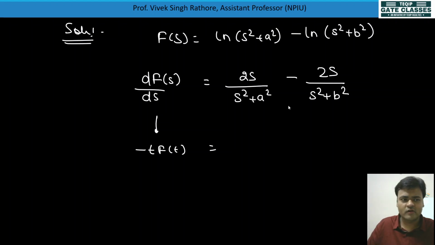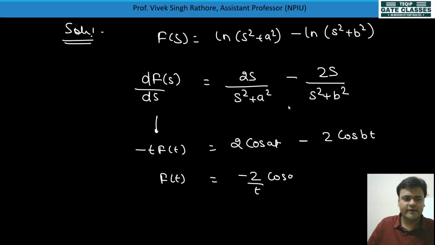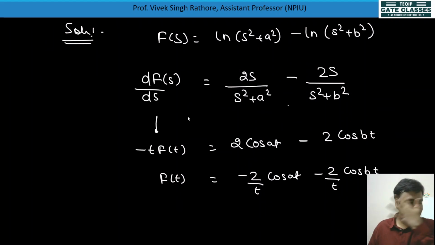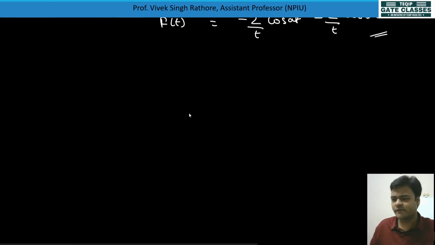So 2cos(at) can be written, and here 2cos(bt) can be written. So f(t) can be written as minus 2/t cos(at) minus 2/t cos(bt). The solution is simple, but by seeing this type of expression, you should not get fear. The expression is very simple, and the solution is very simple if you try it.